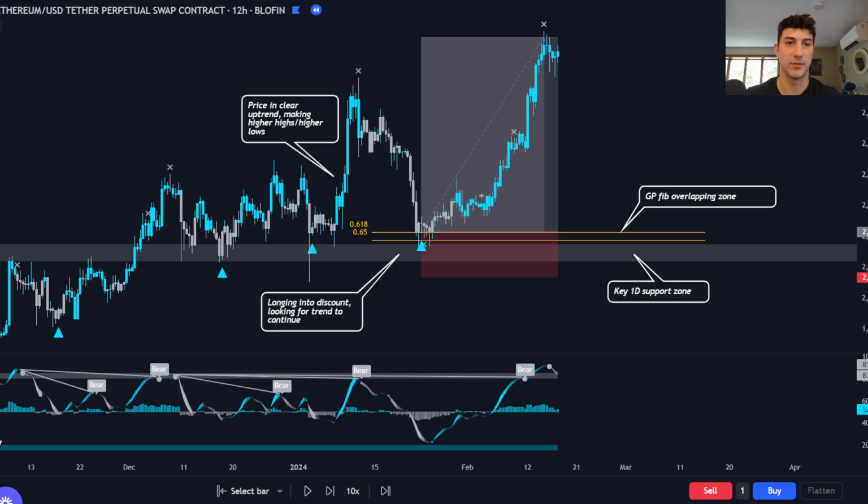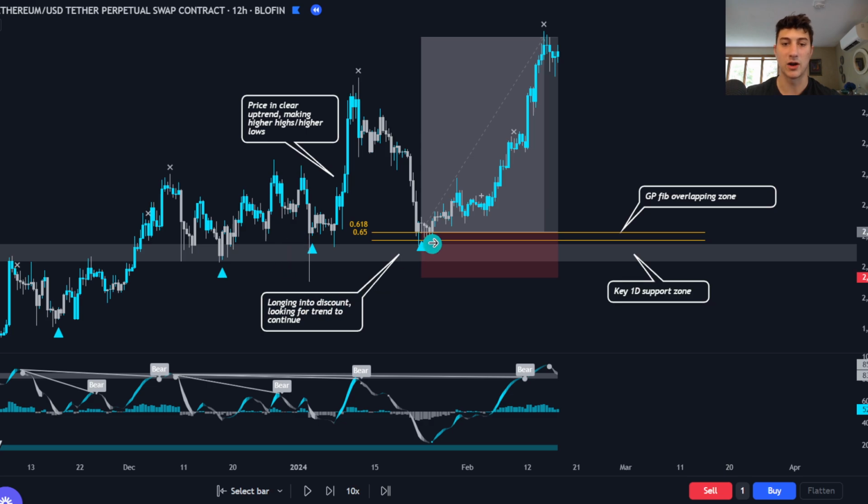So here's an example of using the golden pocket to continue the trend. So this is on Ethereum on a slightly higher time frame, right? A 12-hour time frame. And you can see we have this very important demand zone, right? It was acting as resistance, resistance, support, support, support. This is a very key support level, right? And we can clearly see that the trend is making higher highs and higher lows.